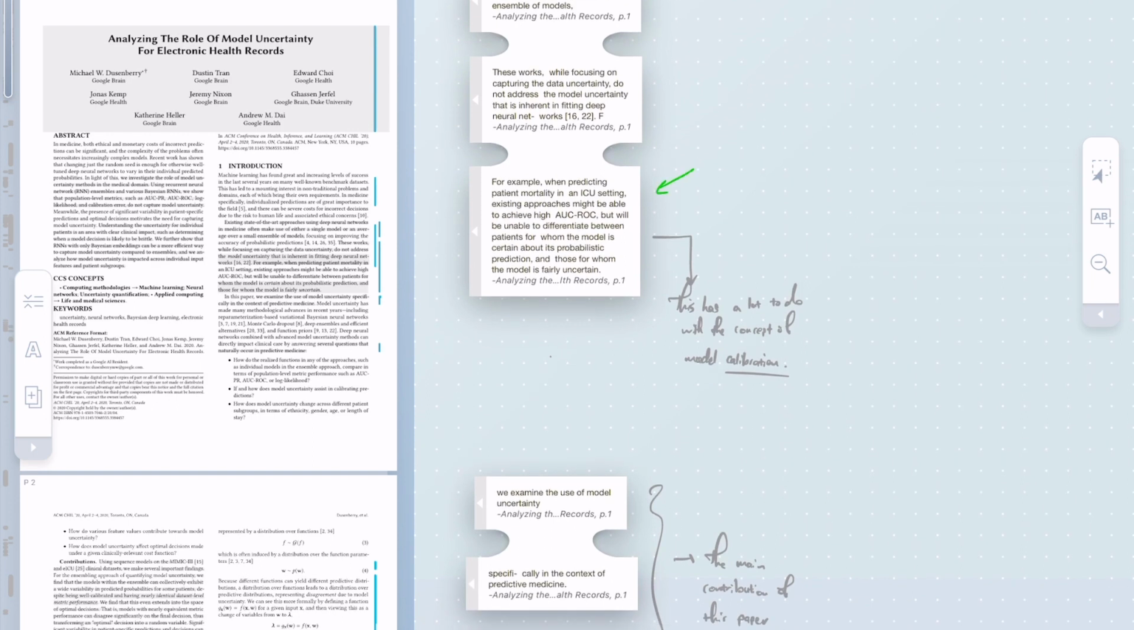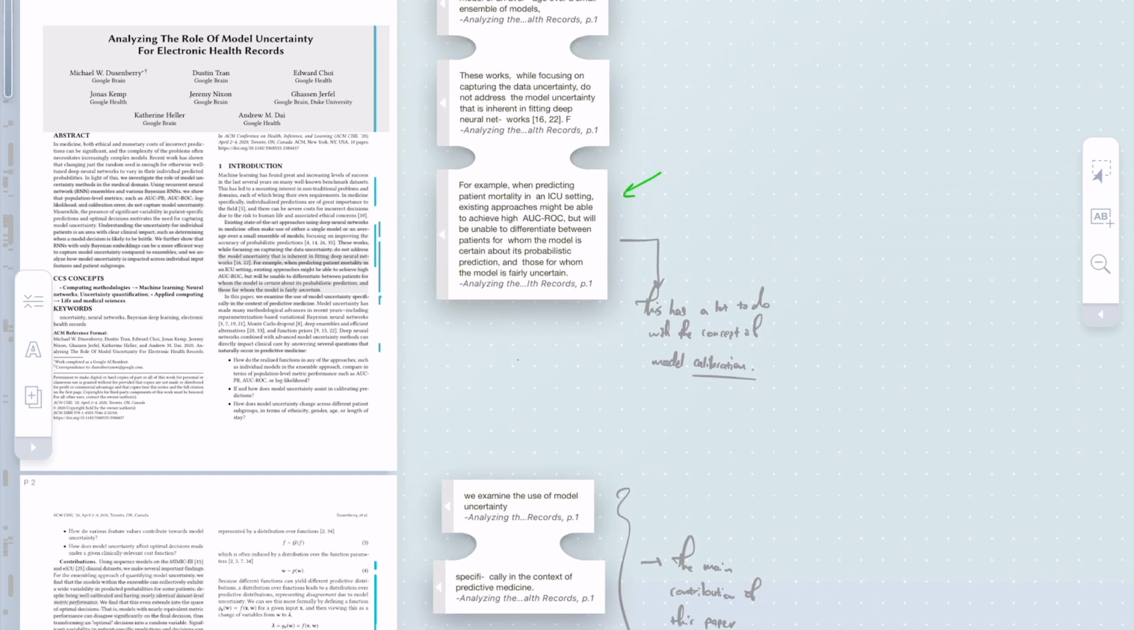An example is here. When predicting patient mortality in an ICU setting, existing approaches might be able to achieve high ROC, but will not be able to differentiate between the different patients for whom the model is certain about the probabilistic predictions. So it means that, okay, you have a model, it predicts mortality with high accuracy, but it cannot basically provide you with a measure of confidence over patients to reliably determine how confident the model is in its decisions.